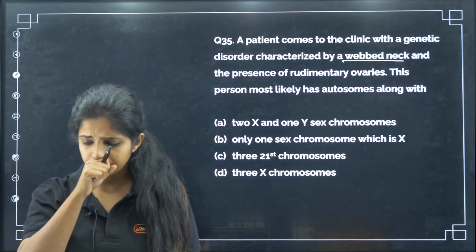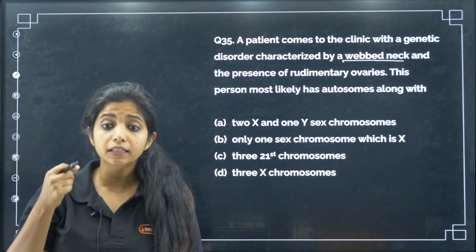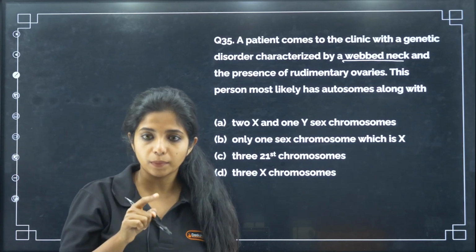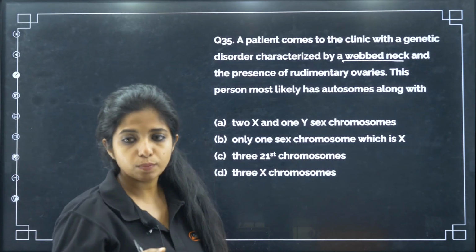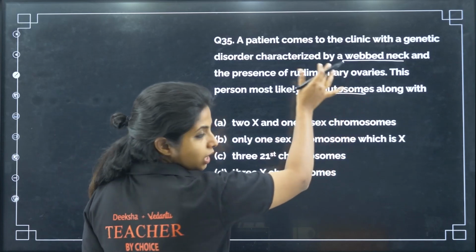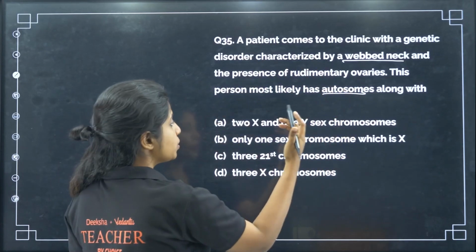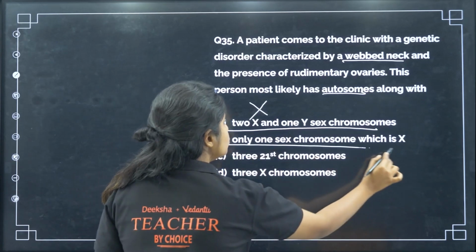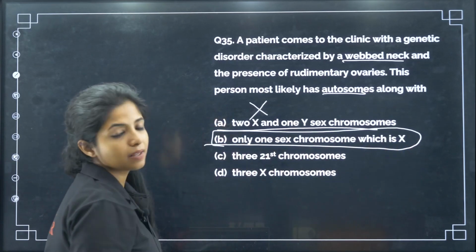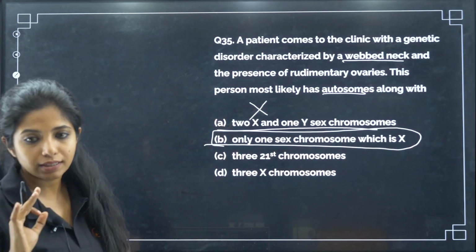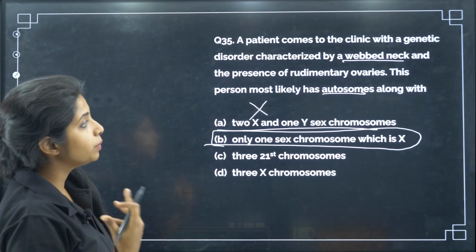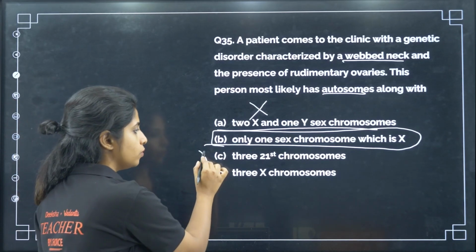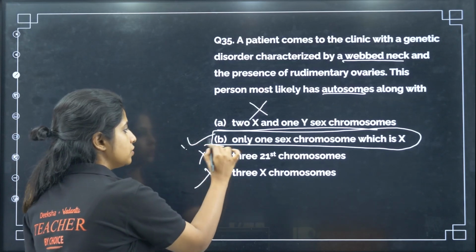It will be Turner syndrome, where there is only one X chromosome, the other X chromosome does not come, an XO condition. This person has the normal number of autosomes, but talking about the sex chromosomes, not XX or XY, only one sex chromosome, that is X. That is why they have rudimentary ovaries, not well formed ovaries. Not the 21st chromosome, not 3X, your only answer is B.